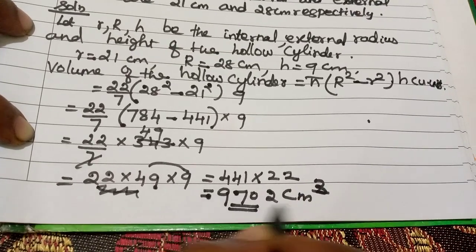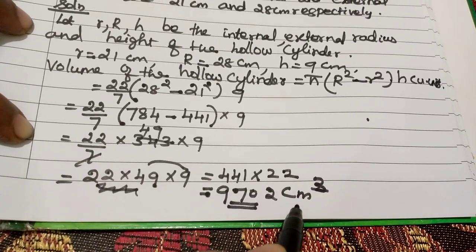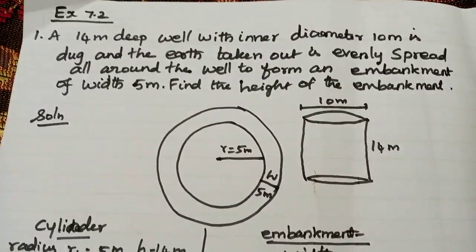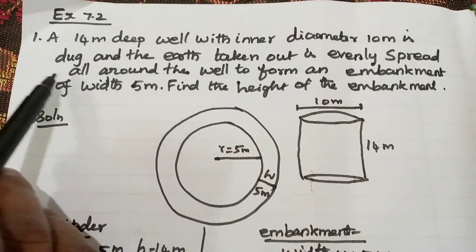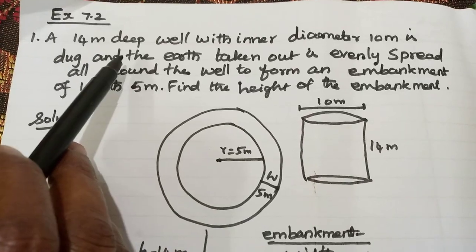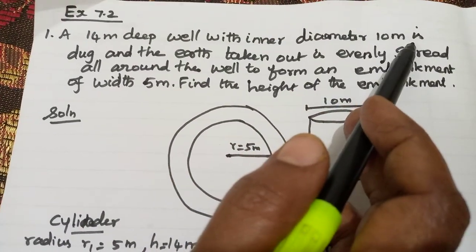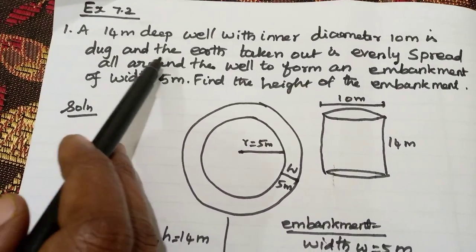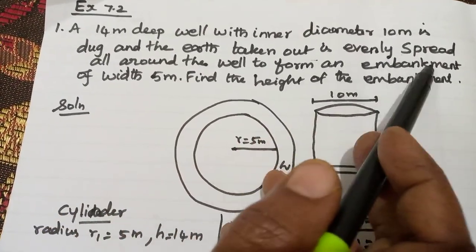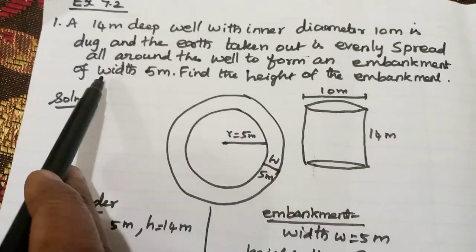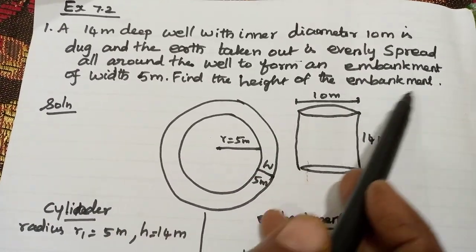Understood, students? You can write centimeter cube, otherwise you can write cubic centimeter. Next, exercise 7.2, first question. A 14 meter deep well with inner diameter 10 meter is dug and the earth taken out is evenly spread all around the well to form an embankment of width 5 meter. Find the height of the embankment.